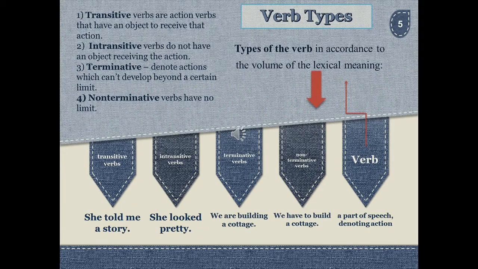Now, let's talk about verbs. First of all, let us consider the following definition. Verb is a part of speech denoting action. It is subdivided into several types regarding the volume of the lexical meaning. The first type involves transitive verbs, which are action verbs that have an object to receive that action. The second type comprises intransitive verbs, the verbs that do not have an object receiving the action.